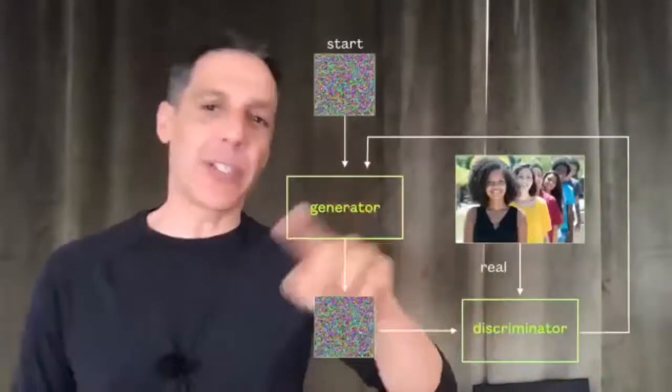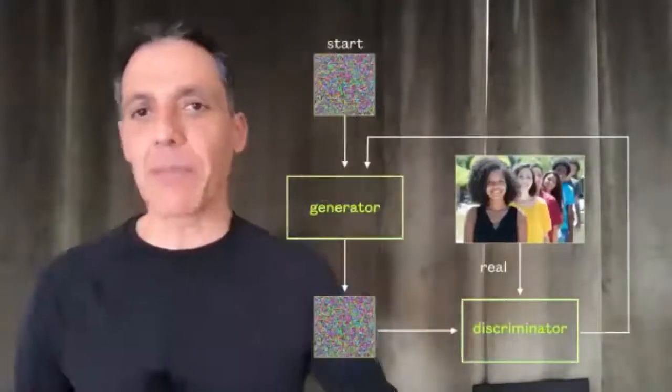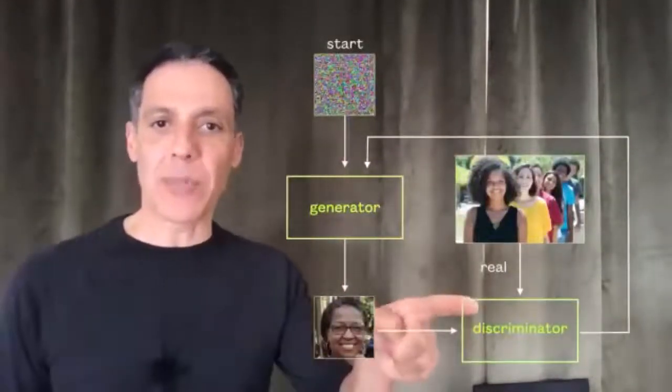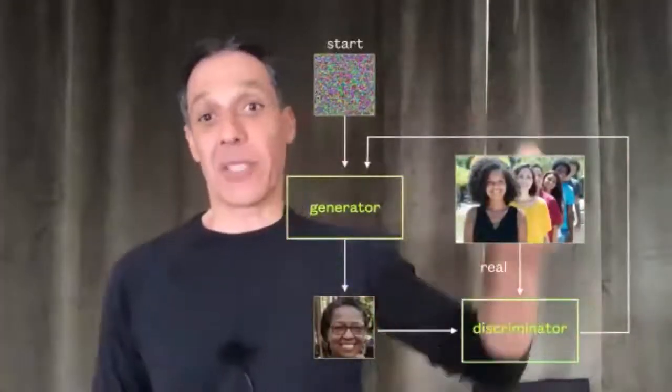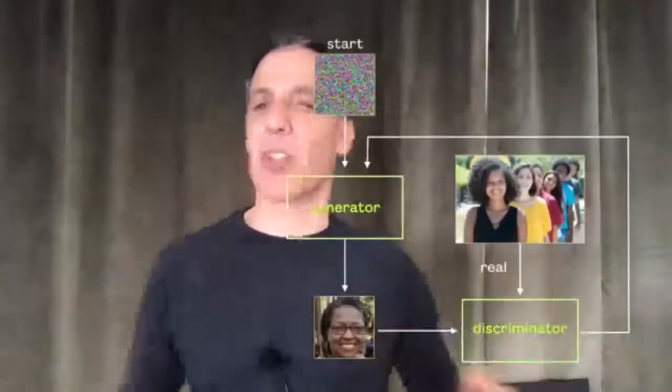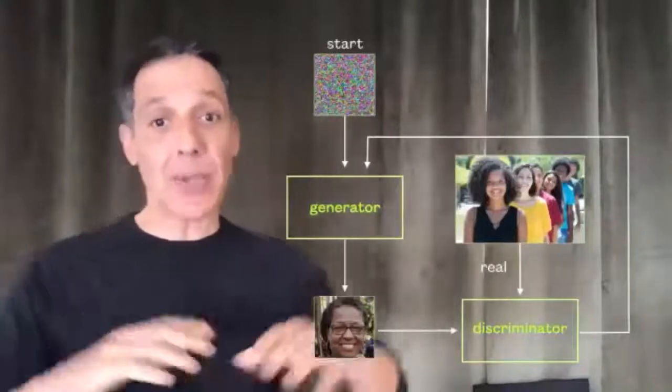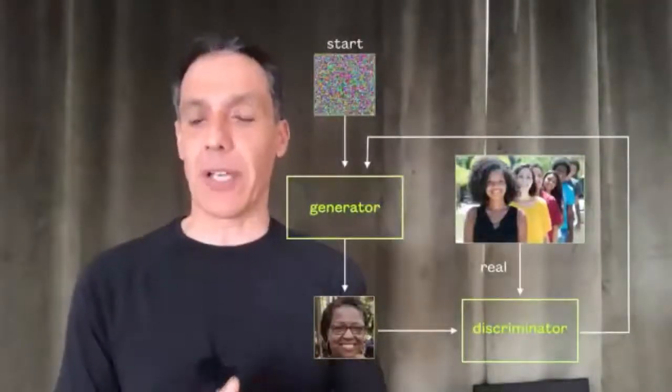Loops back to the generator, says, nope, it's not a person, keep trying again. And eventually, after enough iterations, the generator will make an image of a person. That person will be sent to the discriminator, and the discriminator will say, yep, looks like a person. So StyleGAN 2 and other techniques for doing this create highly realistic images of people.